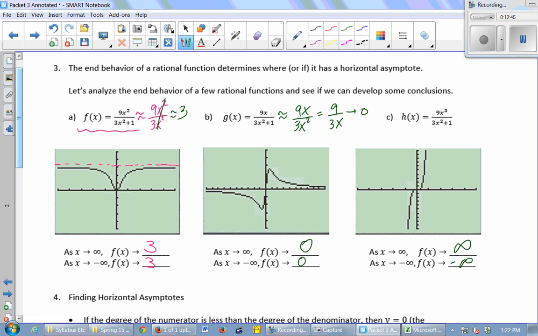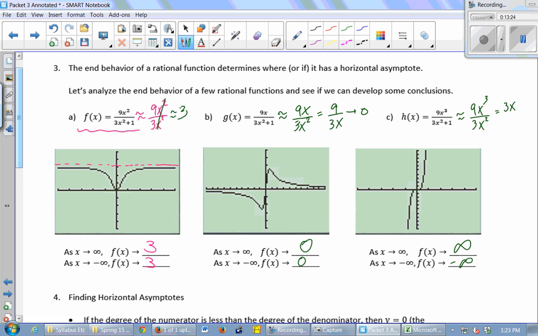So again, plugging in really large values for x, biggest values of x you can think of. That +1 means nothing. It's insignificant. So this is approximately 9x cubed over 3x squared. And when I cancel stuff, this is going to reduce to 3x. Right? And what happens to 3x when x gets really big? It approaches infinity. It just gets bigger and bigger. And when x approaches negative infinity, this will also approach negative infinity. Does that make sense? All right.